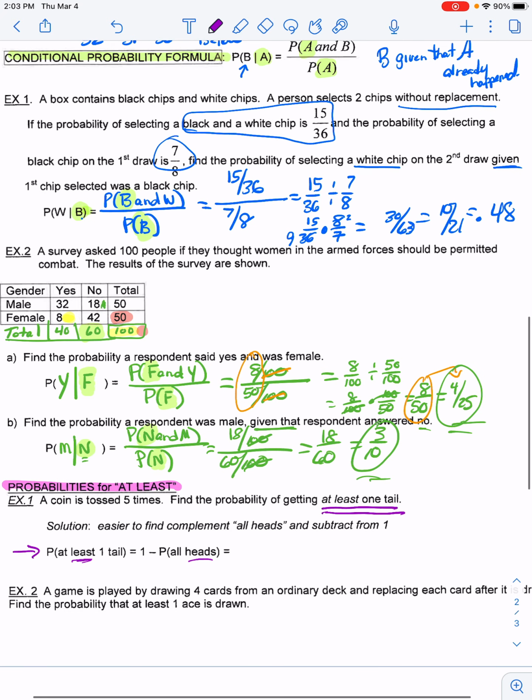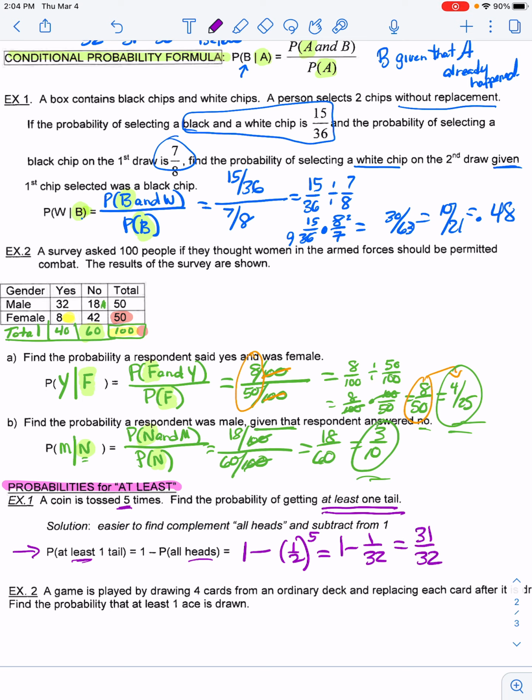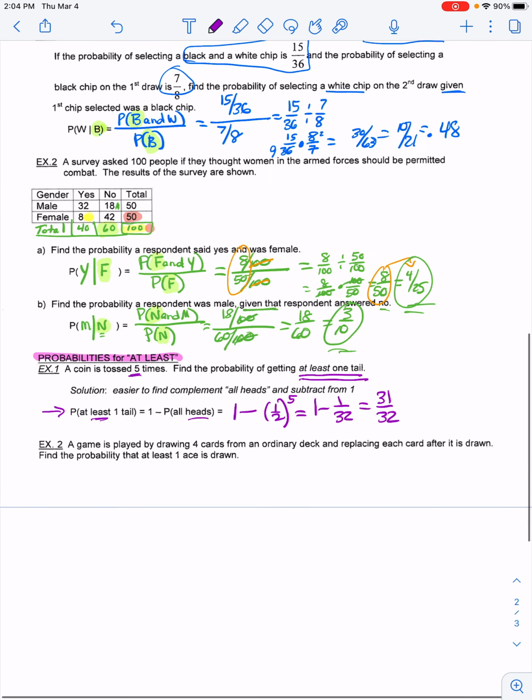So in this case, this will be 1 minus the chance of heads is a half, and we wanted to toss it 5 times, so it's going to be 1/2 to the 5th power, which is 1 minus 1 over 32. And if you do that, you get 31 out of 32. Final answer.